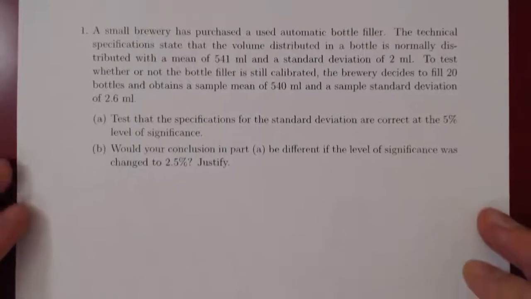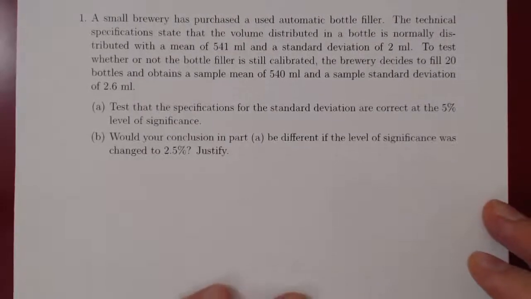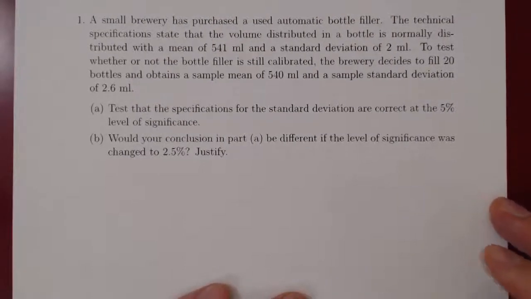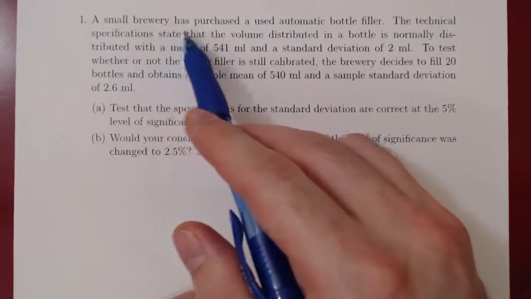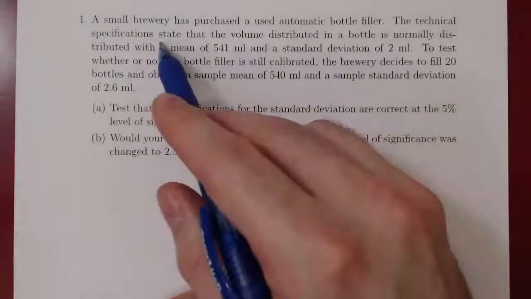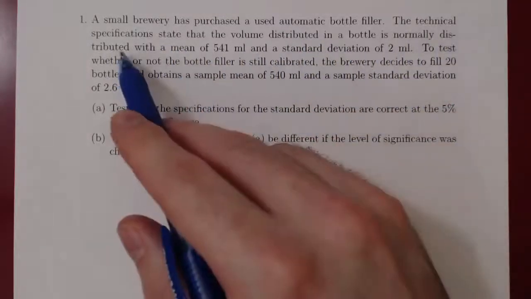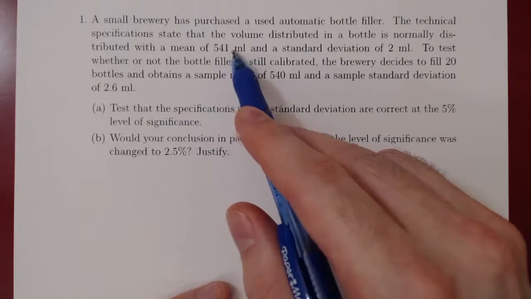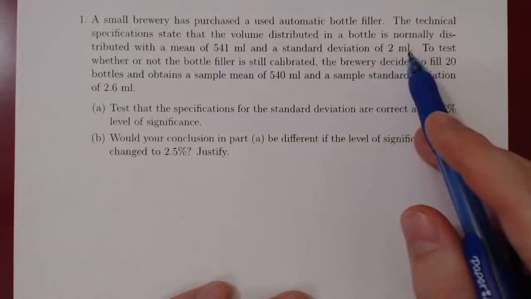Okay, so in this video, we are going to consider our first example of a test of hypothesis, and we are going to test here for the standard deviation. So here's the problem. A small brewery has purchased a used automatic bottle filler. The technical specifications state that the volume distributed in a bottle is normally distributed, with a mean of 541 milliliters and a standard deviation of 2 milliliters.